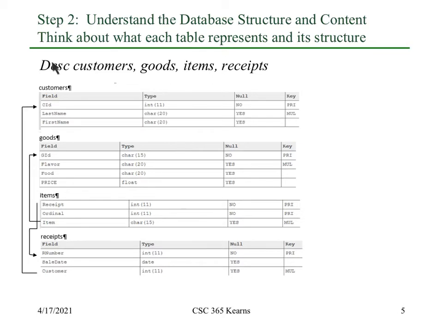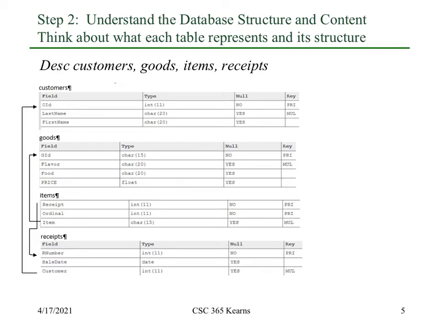So what we'll do is we'll do a describe customers, and that'll give us this information in our lab application. Then we'll do describe goods, which will give us this information, items, etc. So we'll get the description of each one of the tables, and now we need to make a little bit of sense out of it and figure out what each table represents in its structure.